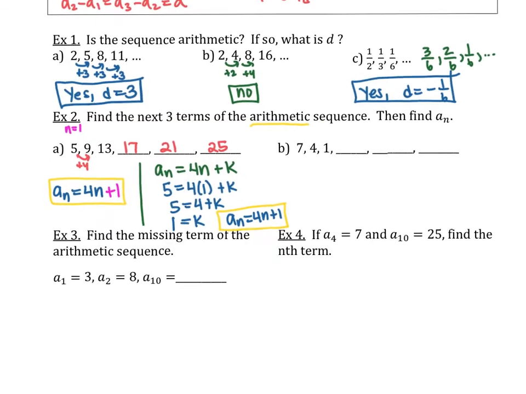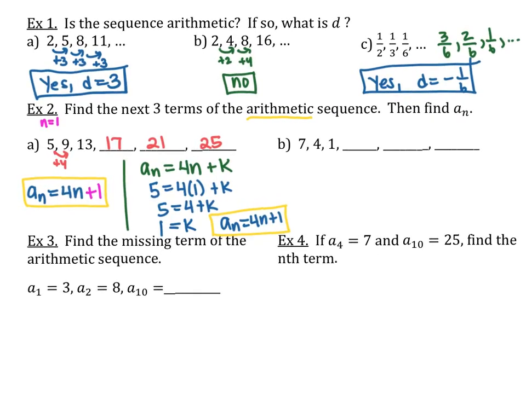For B, I'm going to do the same thing. It's arithmetic, so I'm going to find the difference first, and then I'm going to go with the difference. So it looks like it is minus 3. 4 minus 1 is 3. I'm going to keep going down 3 each time. So minus 2, minus 5, and minus 8. And then because it wants me to find an expression for a sub n, I'm going to find an expression for a sub n. So a sub n, because it's arithmetic and the difference is negative 3, it will be negative 3n.